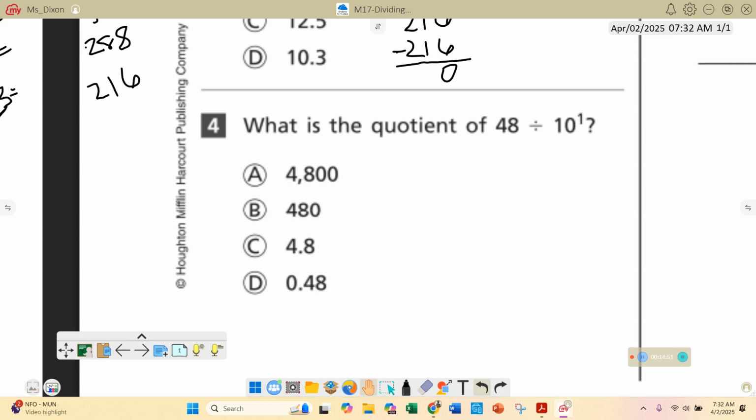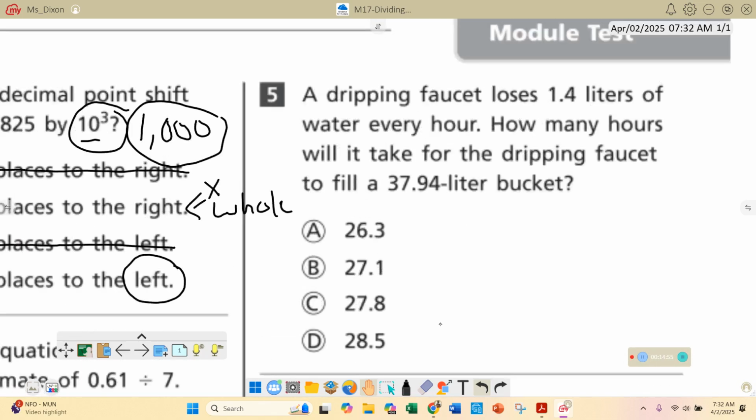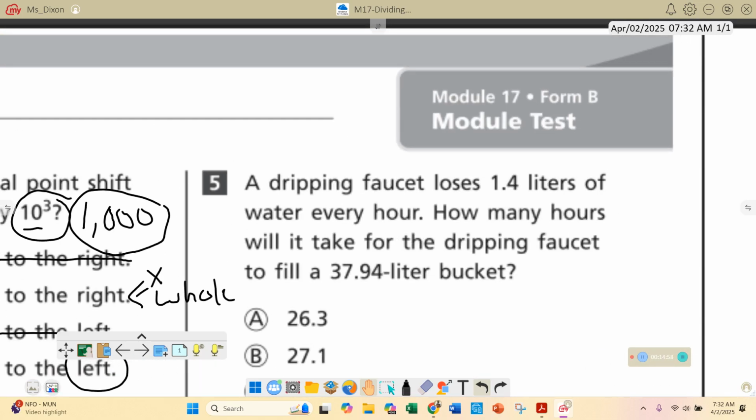So we are going to move on to question number 5. All right, question number 5 is a word problem. Let's read this word problem together. A dripping faucet loses 1 4/10 liters of water every hour. How many hours will it take for the dripping faucet to fill a 27 94/100 liter bucket?